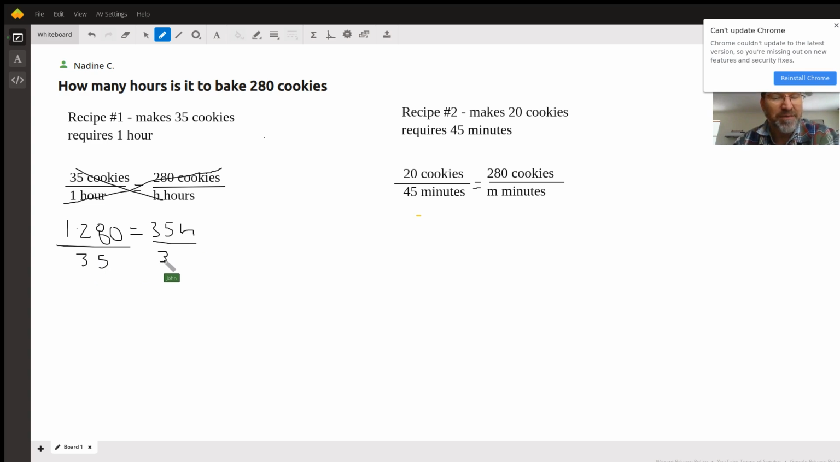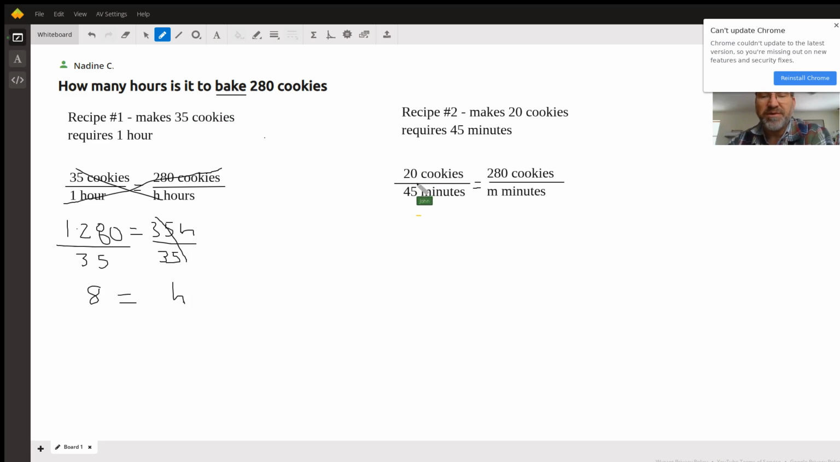When we do that, 35 divided by 35 is 1, 1 times h is just h, 1 times 280 is 280, and 280 divided by 35 is 8. So we know our first recipe is going to take 8 hours, assuming there's no time for mixing and all that stuff, just cooking time, because the question is how much time does it take to bake?